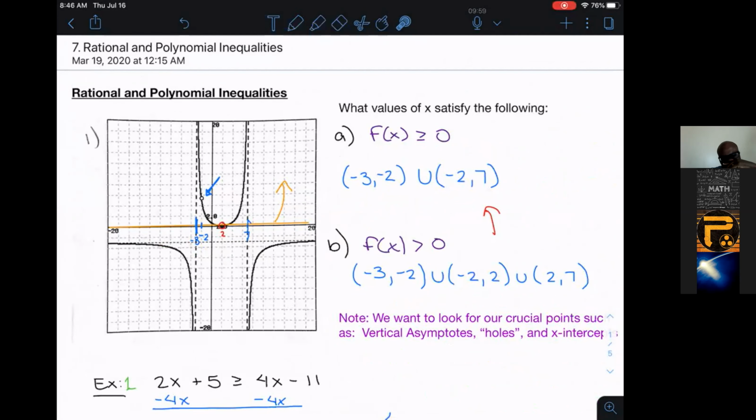So that's the difference between the regular graphs and the inequalities. The inequalities add a restriction to it. So the question is, where is it greater than 0, strictly greater than 0? Okay, so it seems like there are no questions so far.